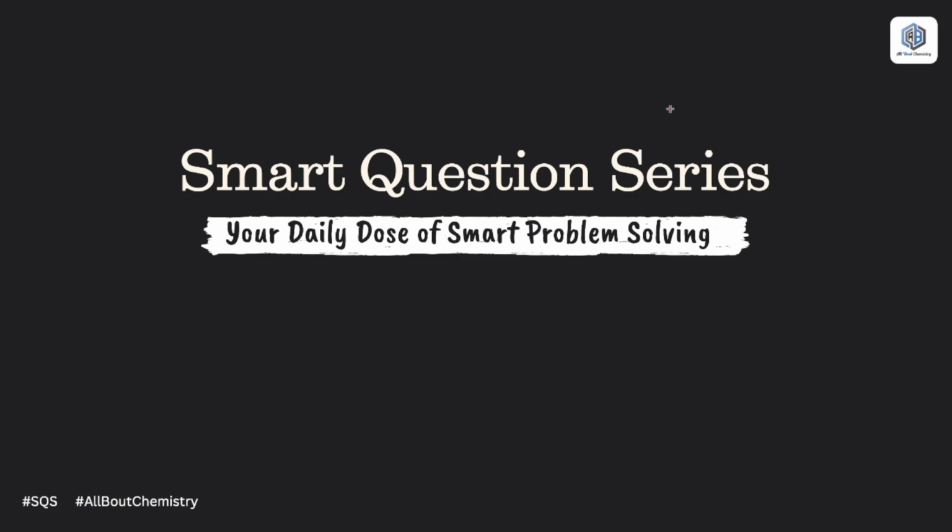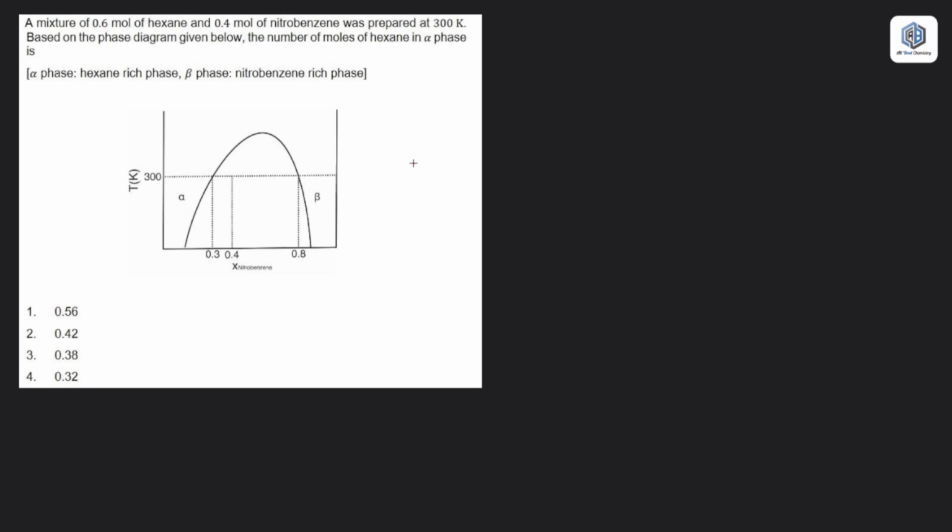All right. Now, having said that, let's start with the question over here. This is the question which was asked in the CSIR June 2024 exam. The question says that a mixture of 0.6 moles of hexane and 0.4 moles of nitrobenzene was prepared at 300 Kelvin. Based on the phase diagram given below, the number of moles of hexane in alpha phase is, okay.